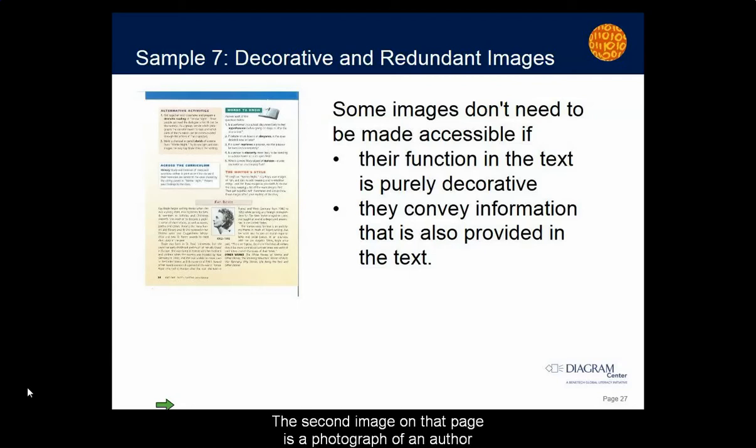The second image on that page is a photograph of an author embedded in the middle of a little bio. Describing photographs is a very subjective kind of thing to do, so that one also does not need to be made accessible. They both do, however, need to be tagged so that the screen reader will know that it's null and doesn't read anything. Otherwise, it'll say image, image, image, which we don't want it to do.